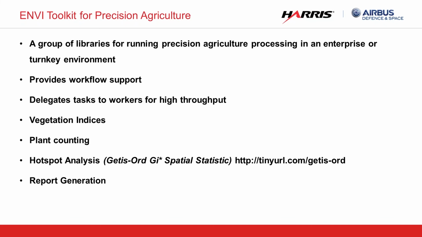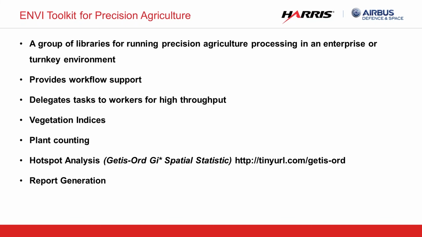And then there's a hotspot analysis that uses the Getis-Ord Gi* spatial statistic. I included the link there to the original paper from 1992. So this is a tried and true method for deriving a spatial statistic showing where you have healthier or less healthy areas in your field. It's basically showing statistical extrema. And you could use that perhaps for additional prescriptive agriculture work. This is an add-on module to ENVI or ESE. And then the last piece is report generation. You can get a PDF report out of the different tools from either plant counting or vegetation indices, and I'll go through that as well.